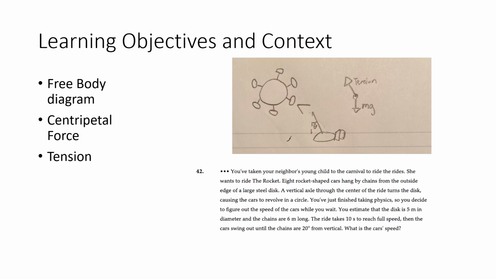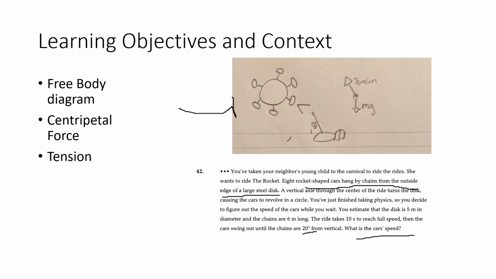So the question asked about a pretty interesting system where at a carnival, there are these rocket-shaped cars that hang from a large steel disc. This steel disc spins around in a circle until the cars make a 20-degree angle from the vertical. These carts are hung along chains, and the question wants to know what the speed of these cars is.